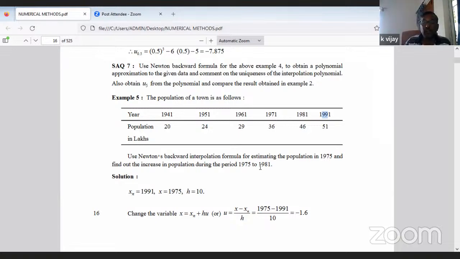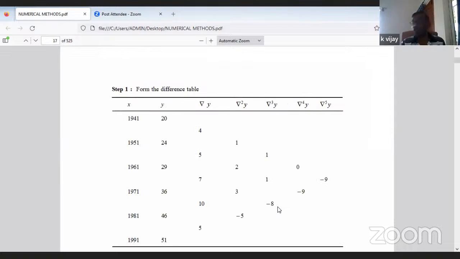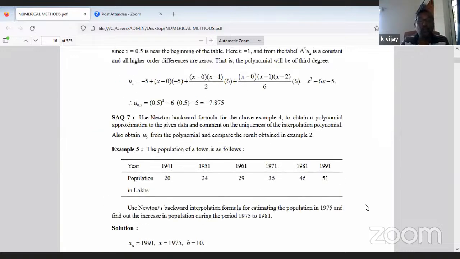So therefore h: I'm taking x minus 1991. This interval is 41, 51, 61, 71, 81, 91. The interval is 10. So u equals x minus 1991 over h, that is 1975 minus 1991 over 10, which is minus 1.6. The years are 1941, 51, 61, 71, 81, 91, and the values given are 20, 24, 29, 36, 46, 51.